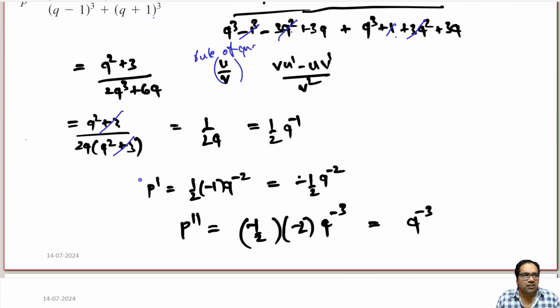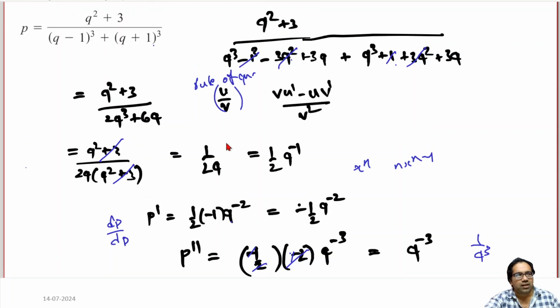Now differential of p. If you want to differentiate p, which is p prime, or dp by dq, this is equal to half into minus 1 into q power minus 2. Again, we are using the differential of x power n is n x power n minus 1. Half into minus 1 into q power minus 2, which is nothing but minus half q power minus 2. If you want to differentiate once more, then it becomes minus half into, again, minus 2 into q power minus 2 minus 1, which is minus 3. This and this will get cancelled, and 2 and 2 will get cancelled. So we'll be left with q power minus 3 or 1 by q cube.